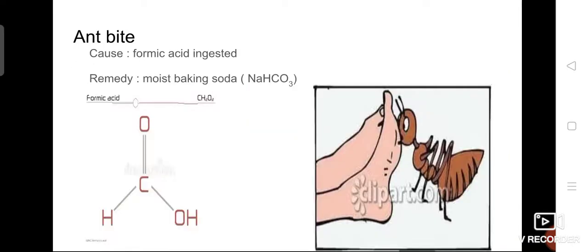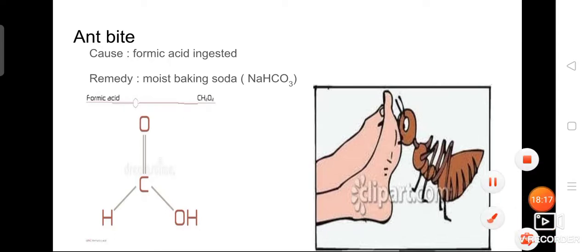Okay. The second thing is ant bite. Most of us have undergone an ant bite in our day-to-day life, isn't it? How will you feel during the ant bite? Irritation. Sometimes it will swell, redness in that area, pain, isn't it? We will feel that. Why is it happening? Because when the ant bites, it will inject an acid into our body. That acid is called formic acid.